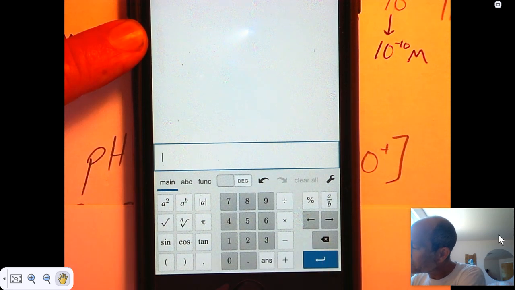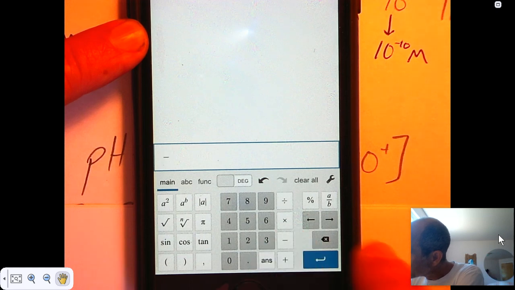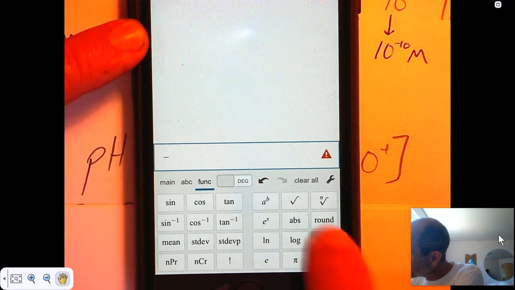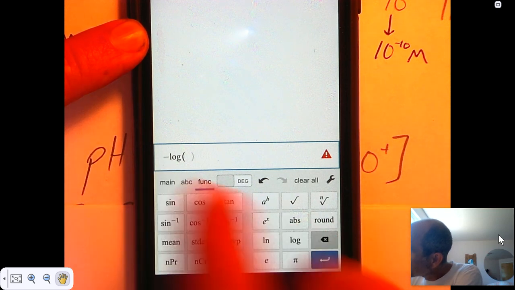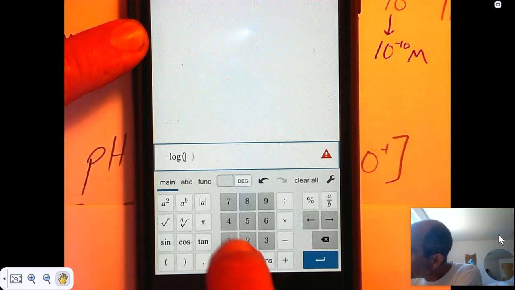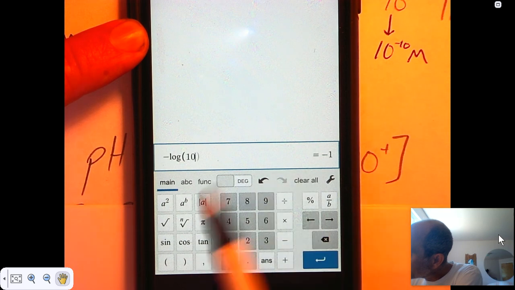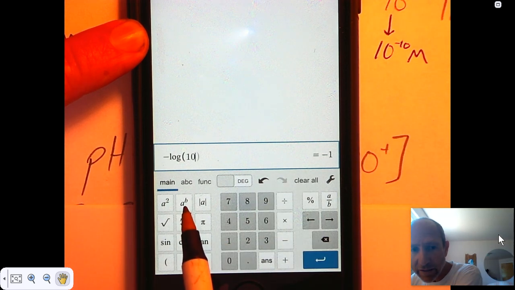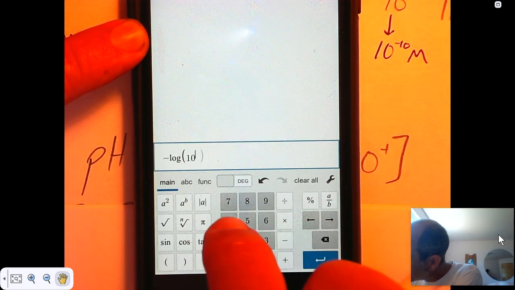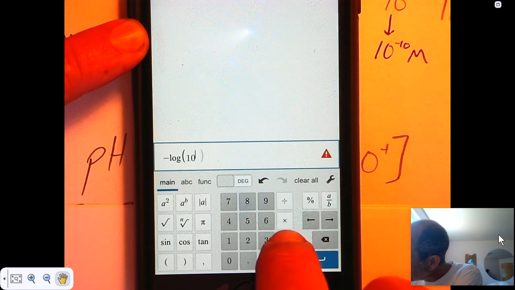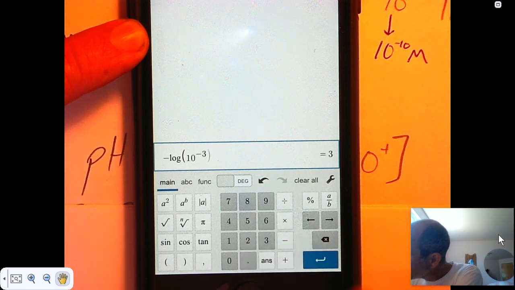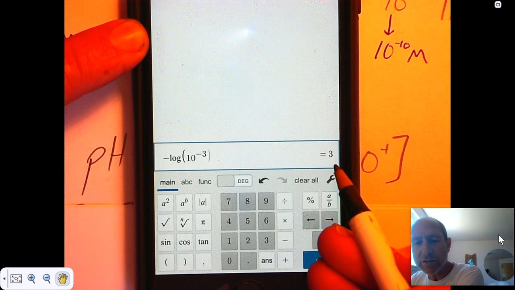So I'm going to hit the negative button right here, the opposite, and then I'm going to go to function, log, and then I'm going to go back to the numbers of 10, and then this exponent button right here, to the, and then negative 3. And then it says that the pH is 3.